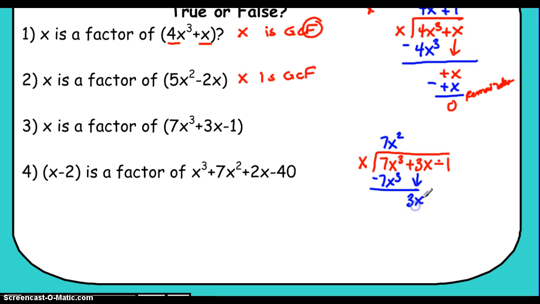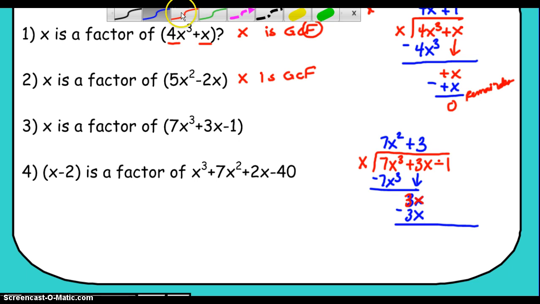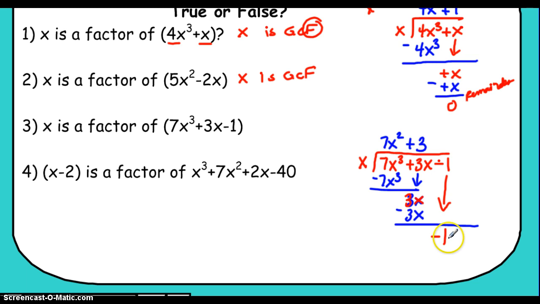So I bring this one down. So 3x, and maybe I should make that red. 3x. So then I ask the question, x times what gives me 3x? Well, x times 3. So then I do 3 times x, which is 3x. I subtract. That's 0, and then I bring down the next one, which is a negative 1. And x times what gives me a negative 1? And there's nothing that I can multiply x by to give me a negative 1.